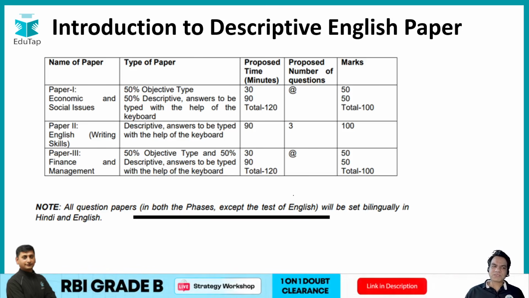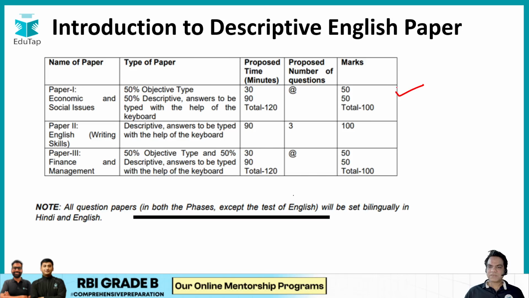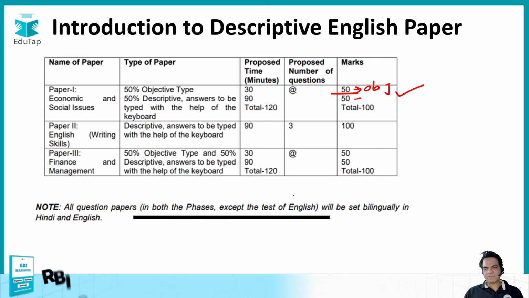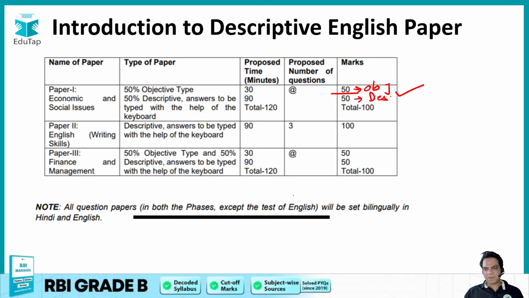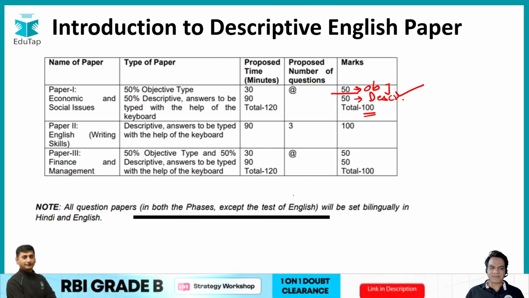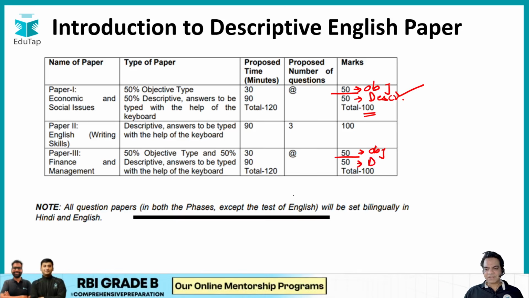Now, guys, in your phase 2 exam, you'll have 3 papers. Paper 1 will be your economic and social issues, which is basically divided into 2 parts, objective type and descriptive type. Now, 50 marks are allocated to your objective type, and then for the other 50 marks, you'll have your descriptive paper, right? Now that is the 100 marks weightage for your ESI paper. Similarly, in paper 3, finance and management, 50 marks are allocated to objective type multiple choice questions, and 50 marks are allocated to descriptive answers, right?